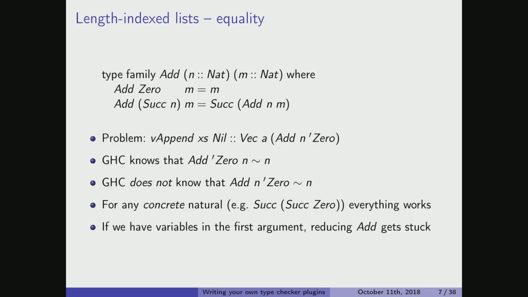So if we look at it a bit more closely, if we look at the type of v-append xs nil, we see this n plus 0 popping up here. And looking at the definition, you see directly that 0 plus n equals n. But if we try to add 0 to n, where n is a variable, we don't know anything about it other than that it has type Nat, we can't reduce that further if we only have this definition of add here, because it's blocked. We can't reduce it any further.